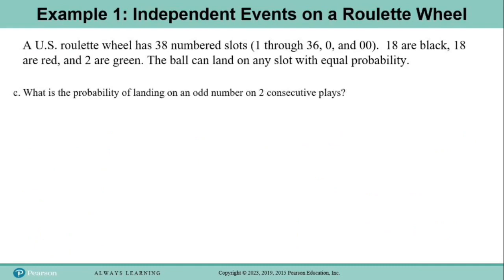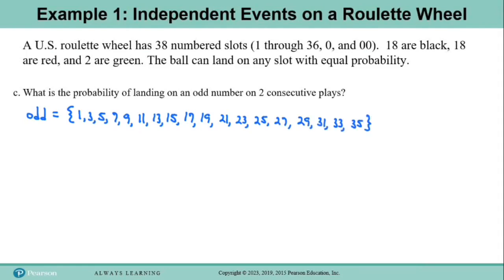And then for part C, what is the probability of landing on an odd number on 2 consecutive plays? Okay, they did not tell us how many of the slots are odd numbered, but they did tell us that the numbered slots are numbered 1 through 36. So we can make a list of the odd numbers. The set of odd numbers on the roulette table then would be 1, 3, 5, 7, 9, all the way up to 35. So here are all of our odd numbers, and if we count them, 1, 2, 3, 4, 5, 6, 7, and so on, we have a total of 18 odd numbers here.